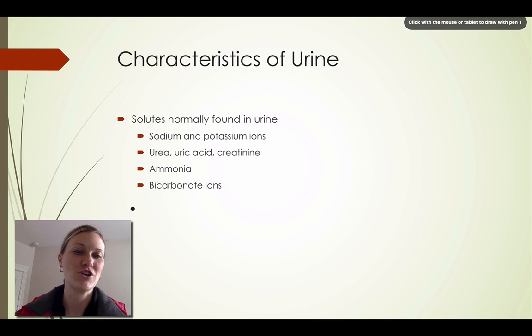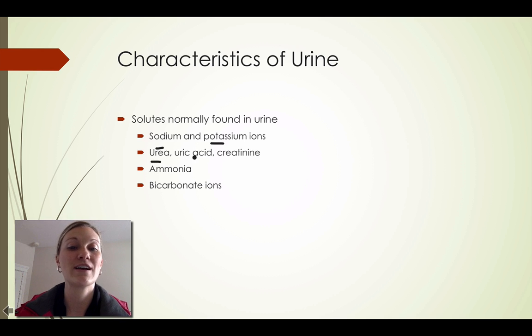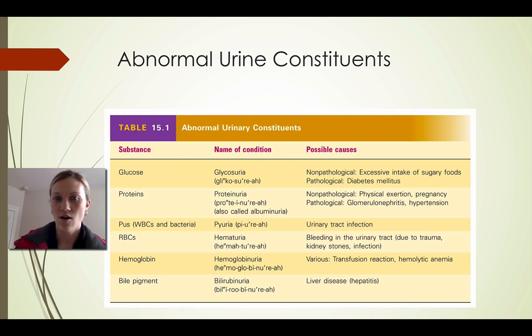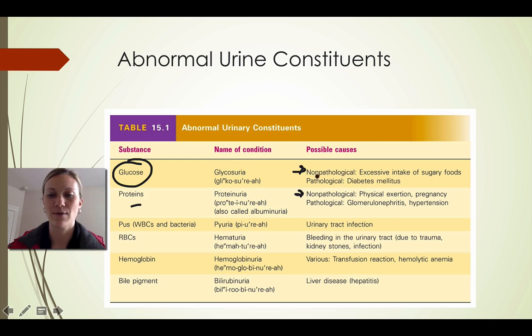Some more characteristics of urine. These are the things that are actually found inside of urine. So sodium, potassium, urea, uric acid, and creatine, ammonia, and also bicarbonate ions as well. And then here are some abnormal urine conditions. So if you have an abnormal amount of glucose in your urine or protein, it'll be some of these other ones here, and these are the possible causes. So we talked about glucose specifically, which would be an indicator of diabetes. So there's a couple of others, and that basically wraps up the contents of urine, and I hope you found that helpful.